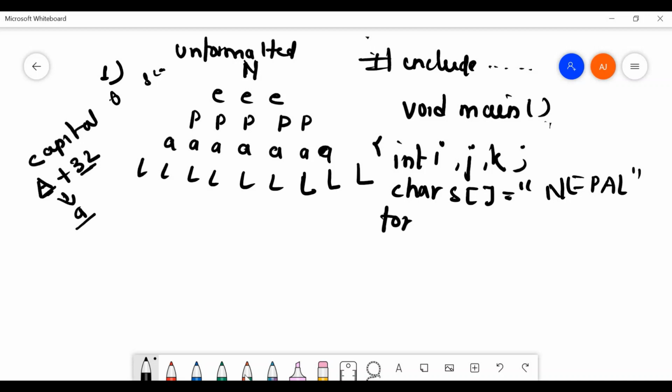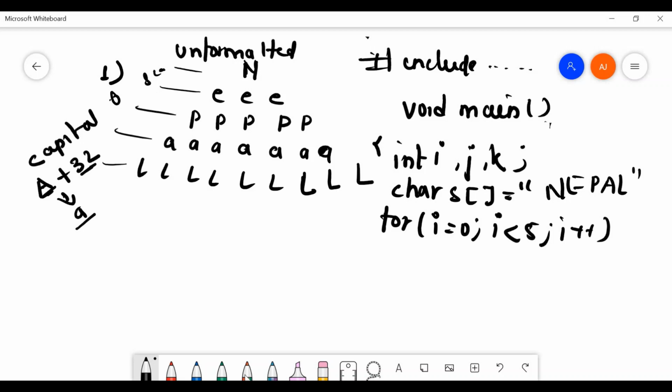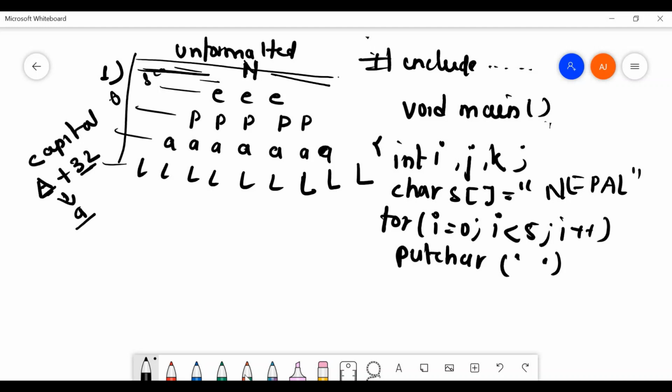So now I'm going to use the loop. For i equals 0, i less than 5, i plus plus, because we have got 5 rows here, 1, 2, 3, 4, 5. Okay, so next is putchar of a space, because here we have got this space. You can see here we have got this space. So you can draw a rectangle and count the number of spaces here. Okay, so in that way I'm putting a space here.